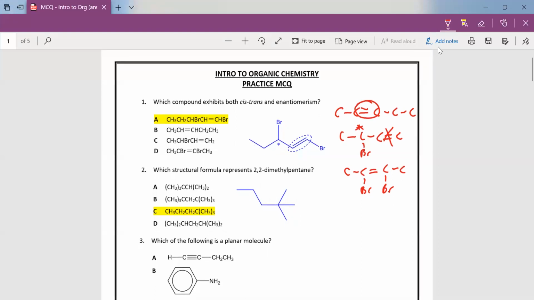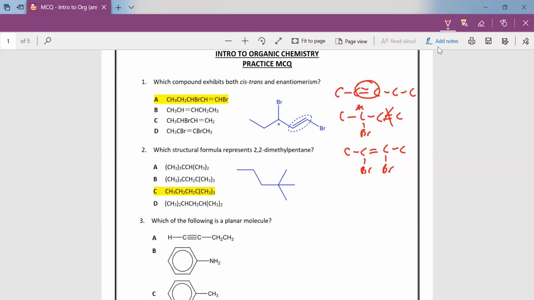All right, let's look at question 2. Which structure represents 2,2-dimethylpentane? All you needed to do was to just draw it out. This is pentane as the longest carbon chain, with 2 methyl groups. If you draw out A, what will you get? A carbon bonded to 3 methyl, bonded to 2 methyl. So the longest chain is actually 4 carbons long.